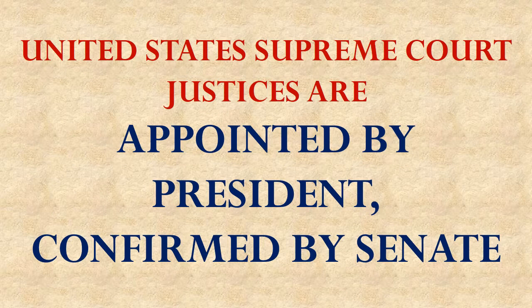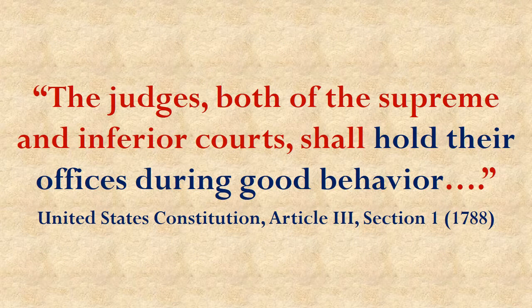Now, why would they be so old? Well, it has to do with the appointment process and the terms that they're allowed to serve under the Constitution, and then what they choose to do with those possibilities. United States Supreme Court justices are appointed by the President and then confirmed by the United States Senate. But the Constitution says that once they're there, they will hold their offices during good behavior.